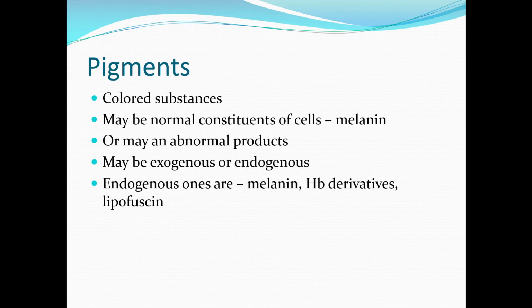Now first we take the pigment. They are colored substances, may be a normal constituent of the cell, for example melanin, or maybe an abnormal product. They can be exogenous or endogenous. The examples of endogenous pigments, which we will discuss first, are melanin, hemoglobin derivatives and lipofuscin.